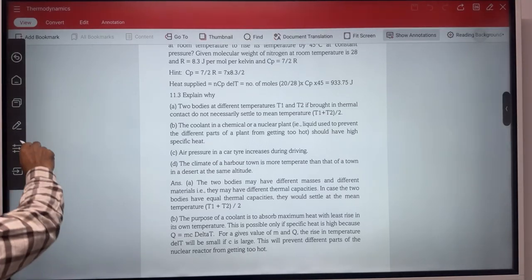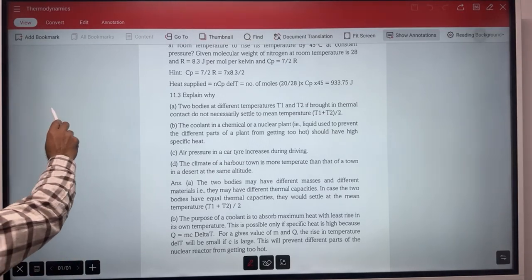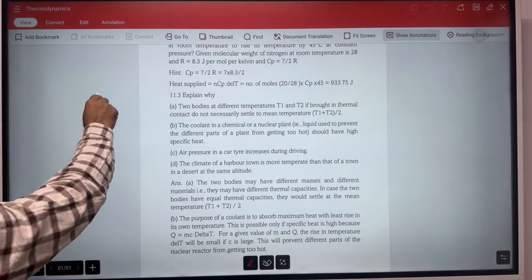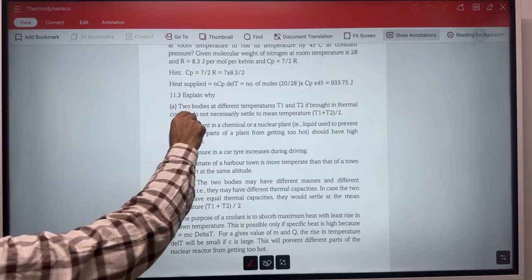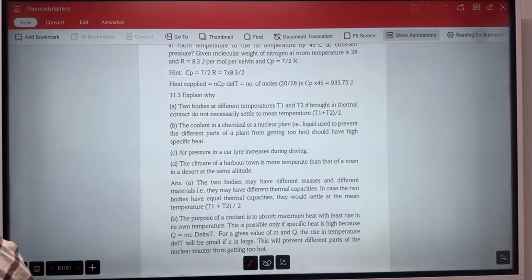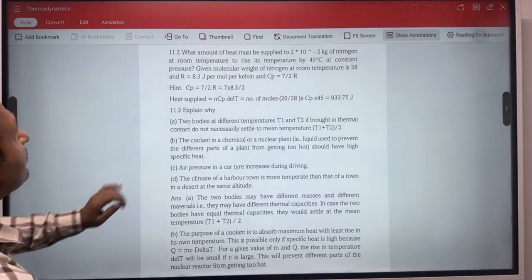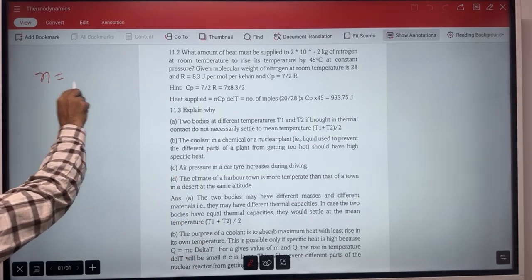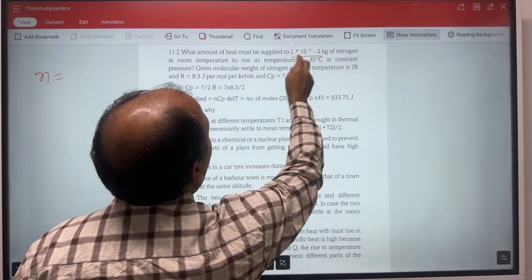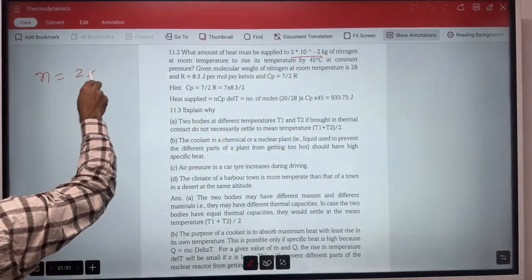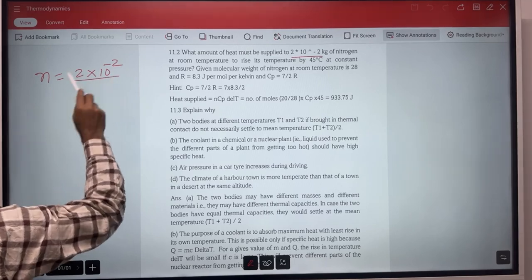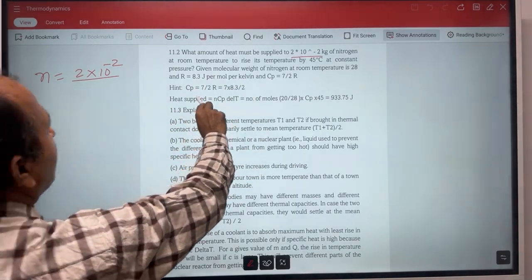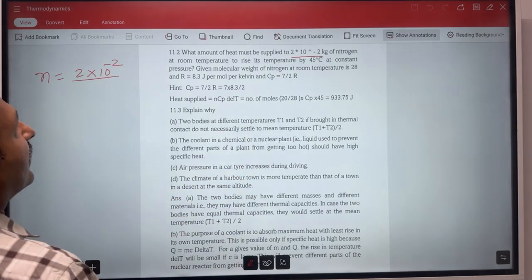So question is simple. Just we have to write the information. So information is given. So we can convert the given mass into mole. So first of all, we have to find out number of moles. So number of moles will be given mass 2 into 10 power minus 2 divided by molecular mass, and that is given here in our question, that it is 28, right?